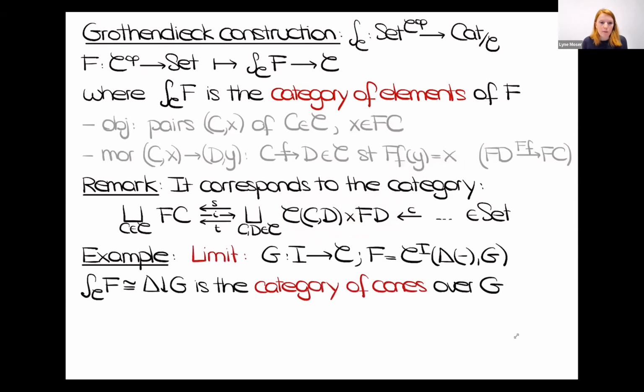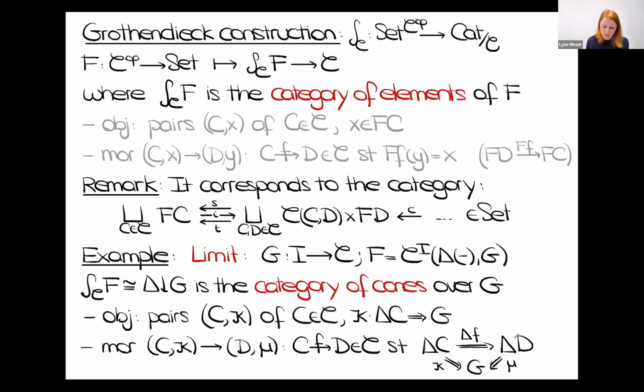So in the case of limits, we had this representable functor, and then we can try to compute its Grothendieck construction, and what we find is the category of cones over G. Namely, its objects are pairs of an object in C together with a cone, and then its morphisms are morphisms in C which make the cone commute.